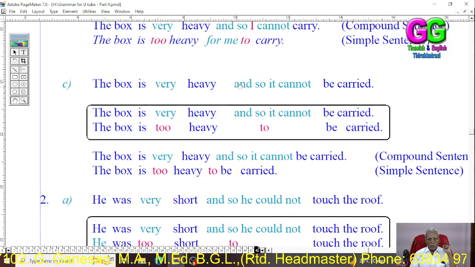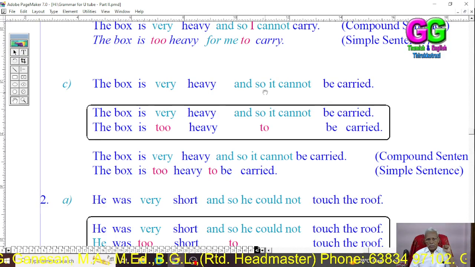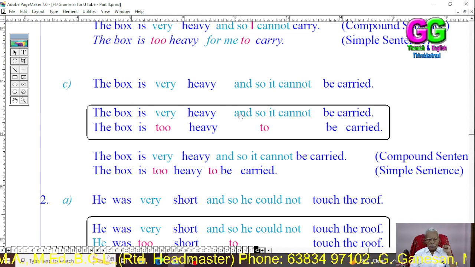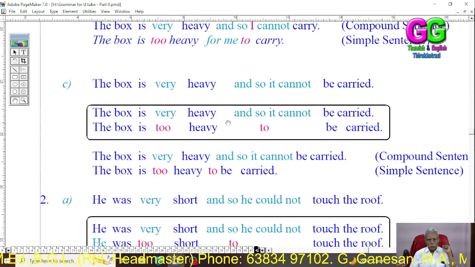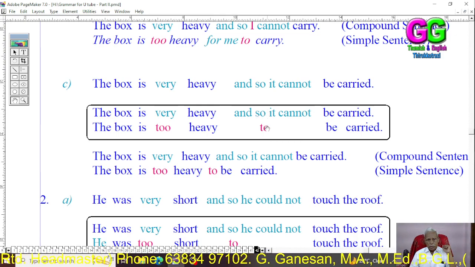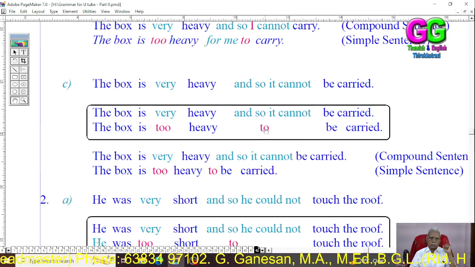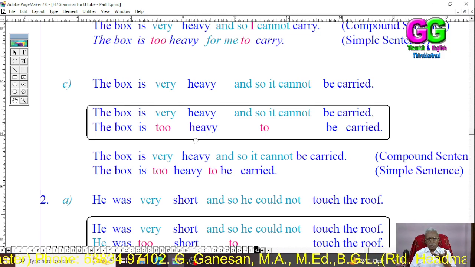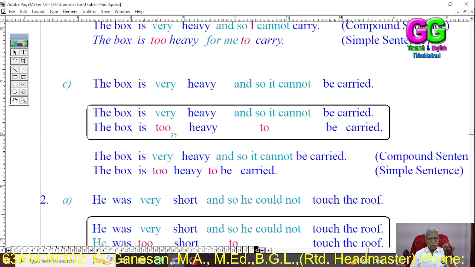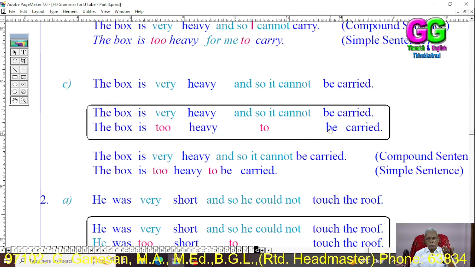The box is very heavy, and so it cannot be carried. Here, "very" becomes "too", and "and so it cannot be" is replaced by "to". Then other things are cut. The box is very heavy, and so it cannot be carried. The box is too heavy to be carried.